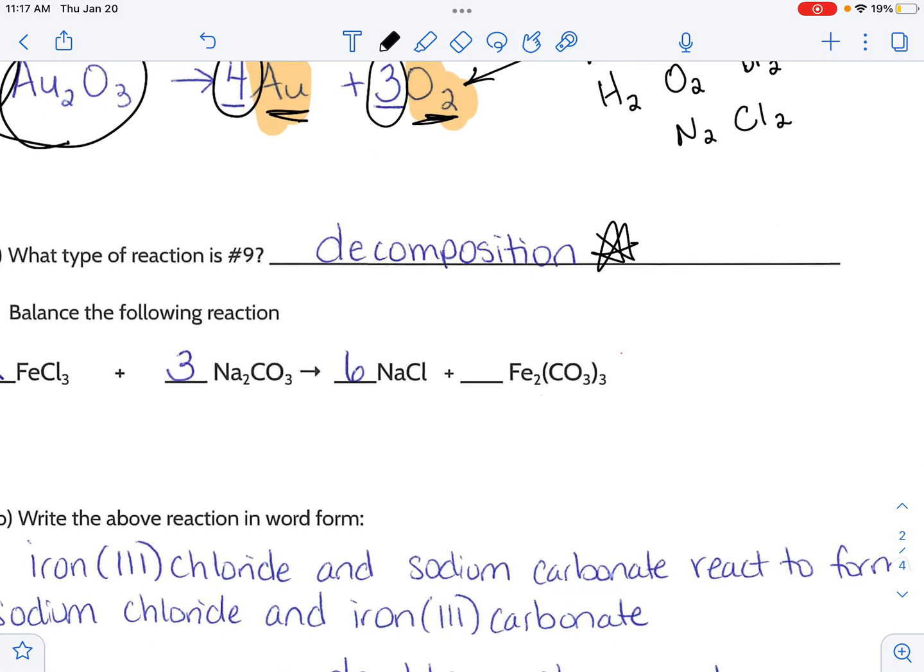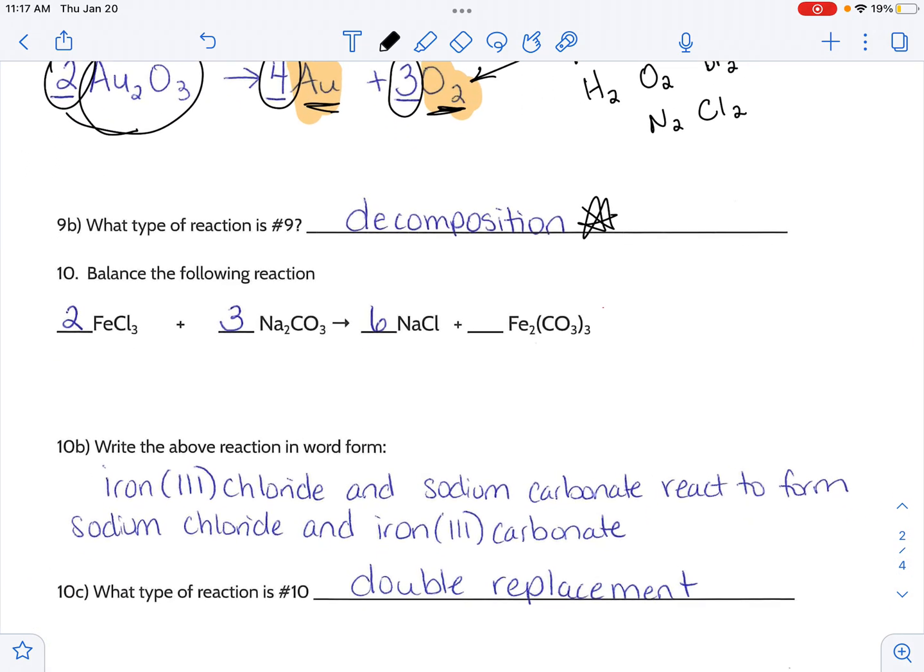And then the next one, again, one of the places that I start with balancing is I look at this polyatomic ion right here. I see that there is a 3 outside of the parentheses, so I start with putting my 3 right there because I don't have carbon or oxygen in any other place. So once I get started with that kind of approach, then I can work on getting the rest of them balanced as I work from there.